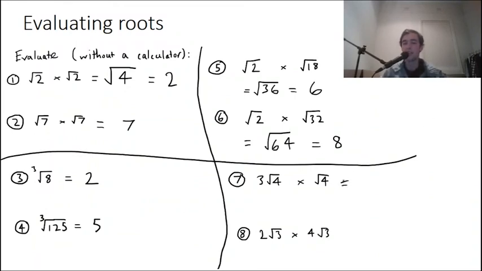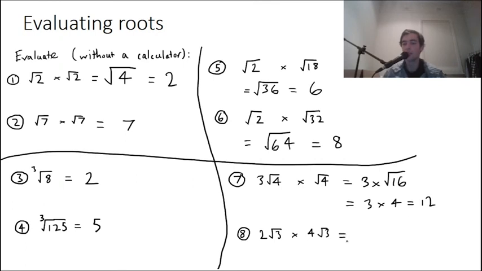Alright, now for this one, remember these things are called surds. And here I've got a number multiplying my surd, and another surd over here. So we can still multiply the numbers inside the square roots. And we'll have this 3 times square root of 4 times square root of 4 is square root of 16. But the square root of 16 is 4, so that's 3 times 4, which is 12.